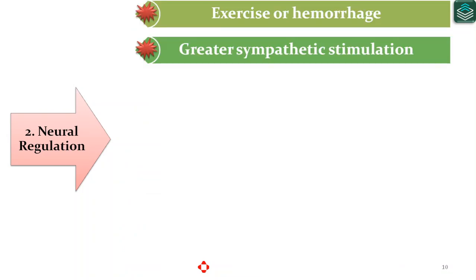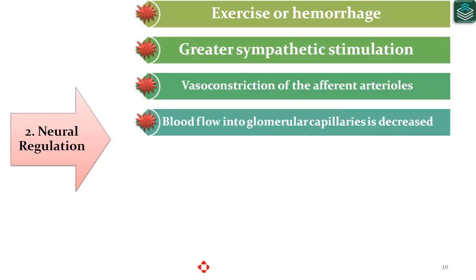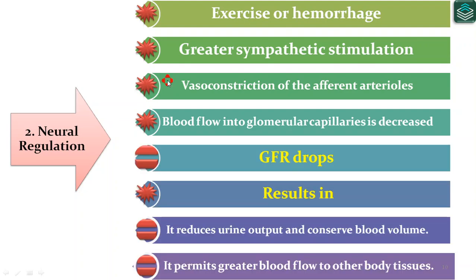The second regulation mechanism is neural regulation. When a person performs exercise or when there is a hemorrhage, sympathetic stimulation occurs, which results in vasoconstriction of arterioles. Blood flow into the glomerular capillaries is decreased, which causes a drop in GFR, reduces urine output and conserves blood volume. It permits greater blood flow to other body tissues.